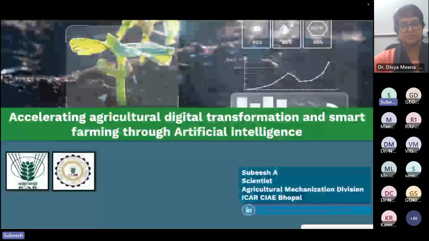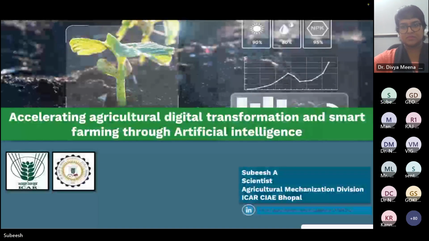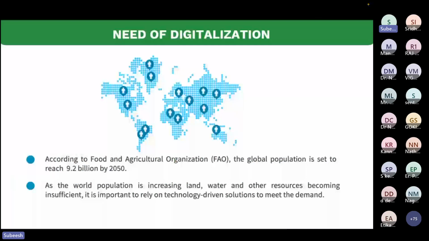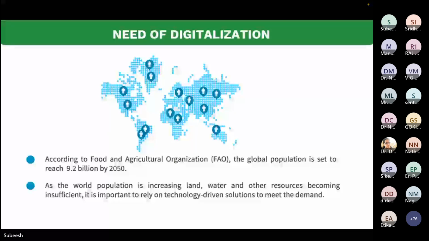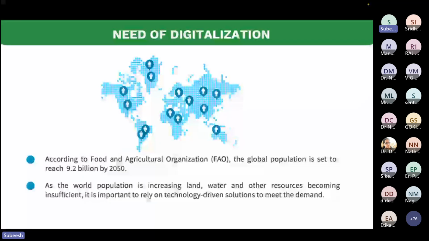So I'll take you through some of the basics of data and image processing, and then we'll discuss some of the applications. Before we start, I just wanted to introduce why we need digitalization in agriculture. According to the Food and Agriculture Organization, the global population is set to reach 1.2 billion by 2050. As the global population is rising, we don't have that many resources in terms of land, water and other resources, and we are running short. So we need to rely on technology to make efficient use of them. Agriculture has to rely on technology-driven solutions to meet the ever-growing demand.